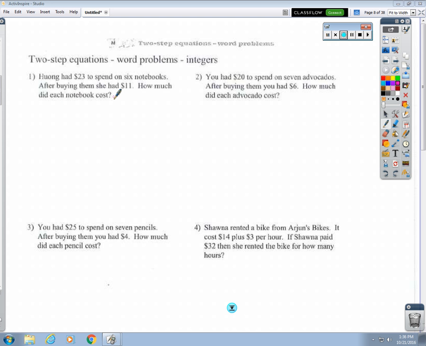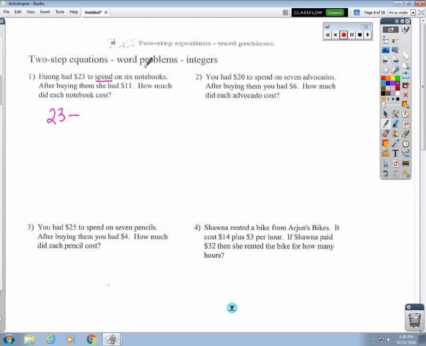each notebook costs. Now, the way to set up this equation is 23 is where we're starting. So 23. Now, she's going to spend money, right? So, what operation represents spending money? Right, isn't she going to be taking away from that $23? And what's she spending it on?